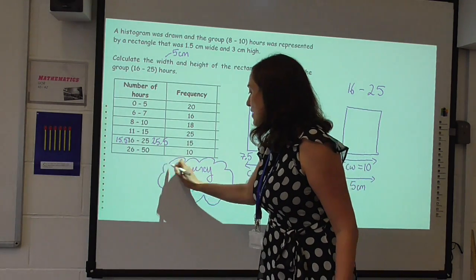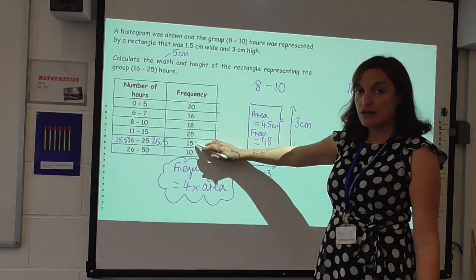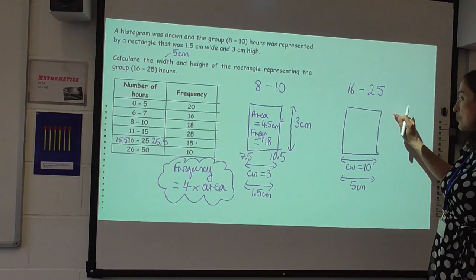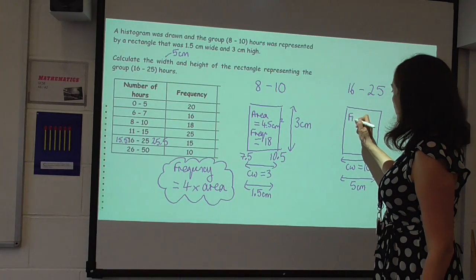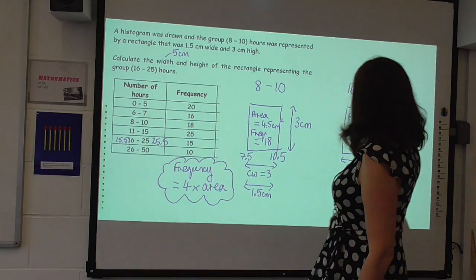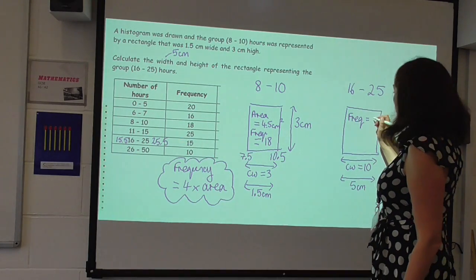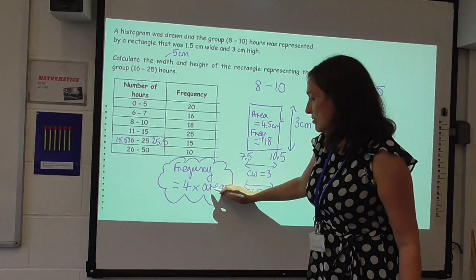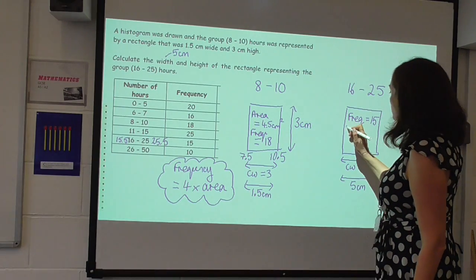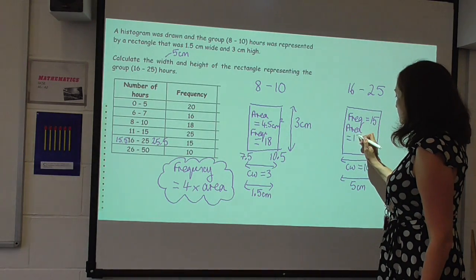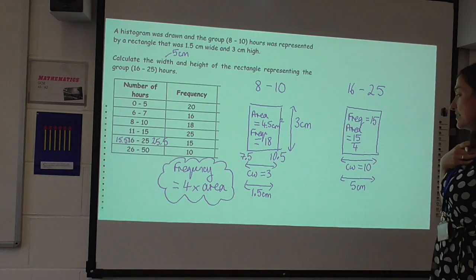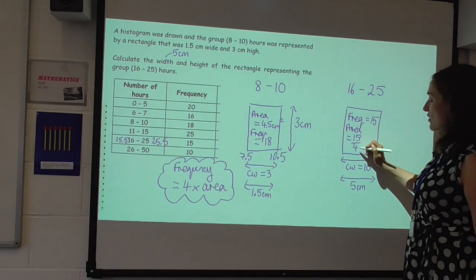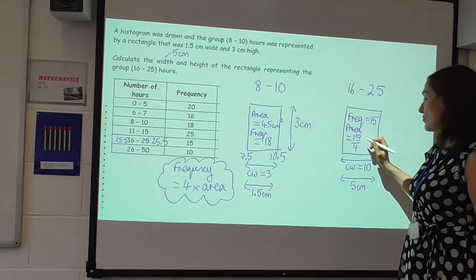That is crucial, because we know the frequency for our other bar, so we can use it to find the area, and we know that distance, so we can get the height. For this one, the frequency for 16 to 25 is 15. I'll keep checking, I don't want to make a mistake. Frequency is 4 times area, which means area must be frequency divided by 4. And 15 divided by 4, this is where I wish I was holding my calculator, is 15 divided by 2, 7.5, so 3.75.